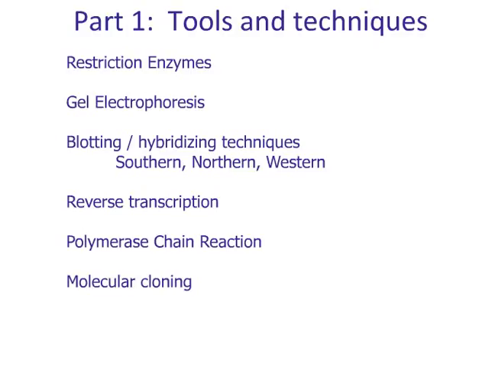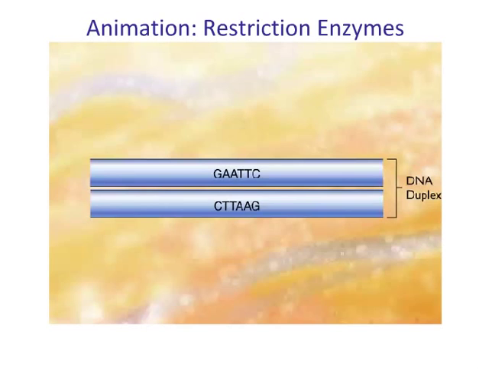In Part 1 of this learning module, we will have an overview of the tools and techniques used in recombinant DNA technology. This will include restriction enzymes, gel electrophoresis, DNA blotting and hybridization techniques, including southern blotting, northern blotting, and western blotting, reverse transcription, polymerase chain reaction or PCR, and molecular cloning techniques.